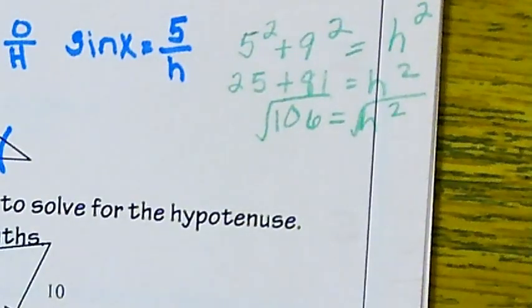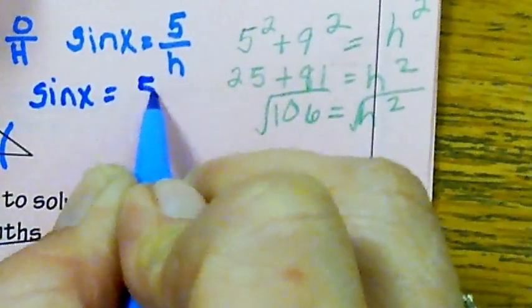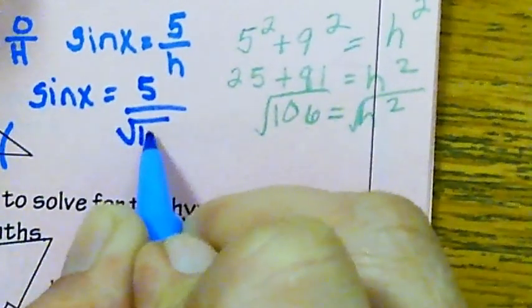Now we can probably simplify that. We probably don't have room to show that work on there. But 106, let's see. Divided by 2 is 53. Oh, well, maybe not. Will anything go into 53? No. So we can't simplify it. I was wrong. So here we would say that the sine of x equals 5 over the square root of 106.